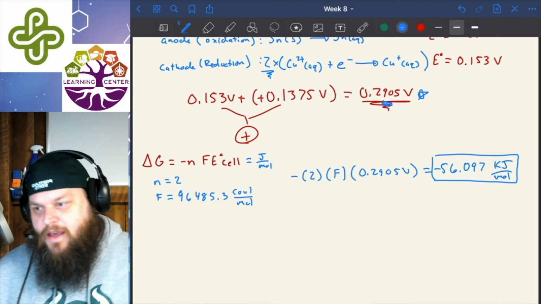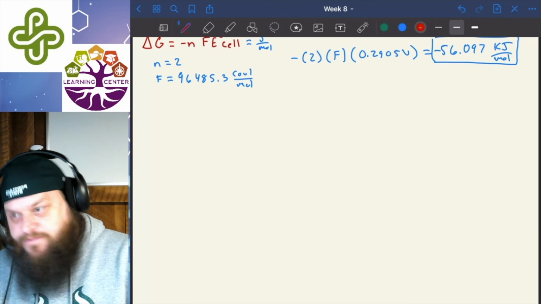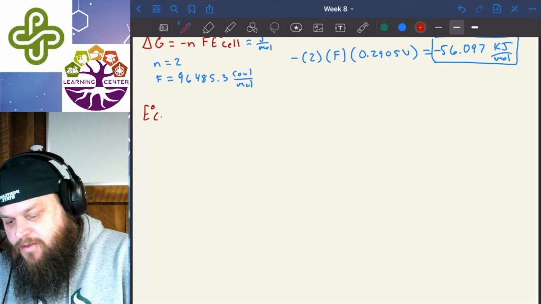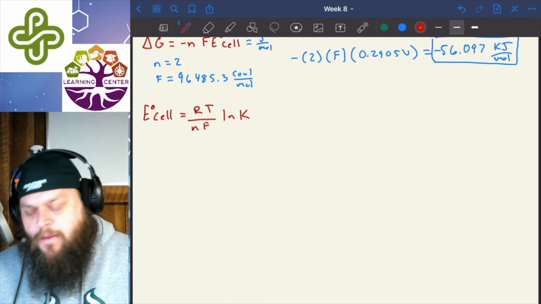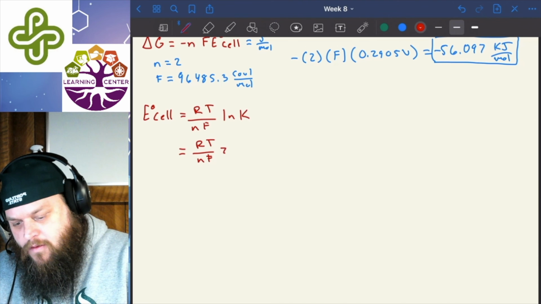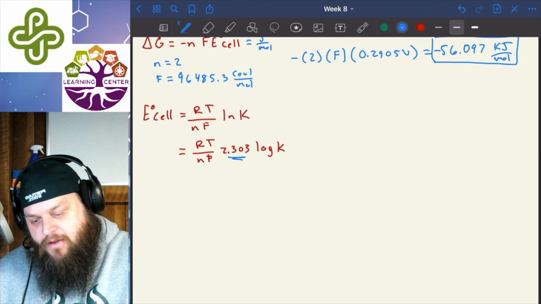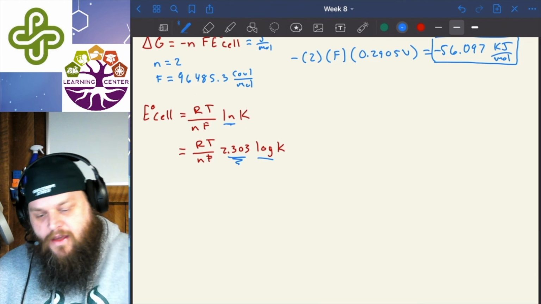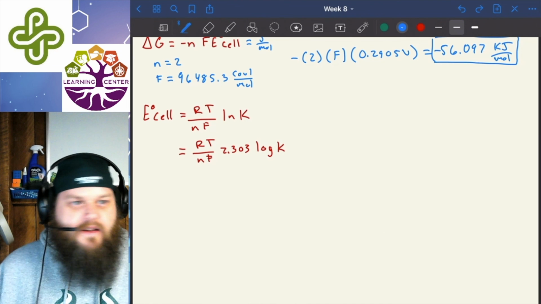Last part is calculating our K value. We can use the energy potential of the cell, which is equal to RT over NF ln of K. And remember, we can convert that to 2.303 log of K over NF, because this extra factor converts the natural log of K to the log of K. Sometimes log base 10 is a lot easier to use than natural log.